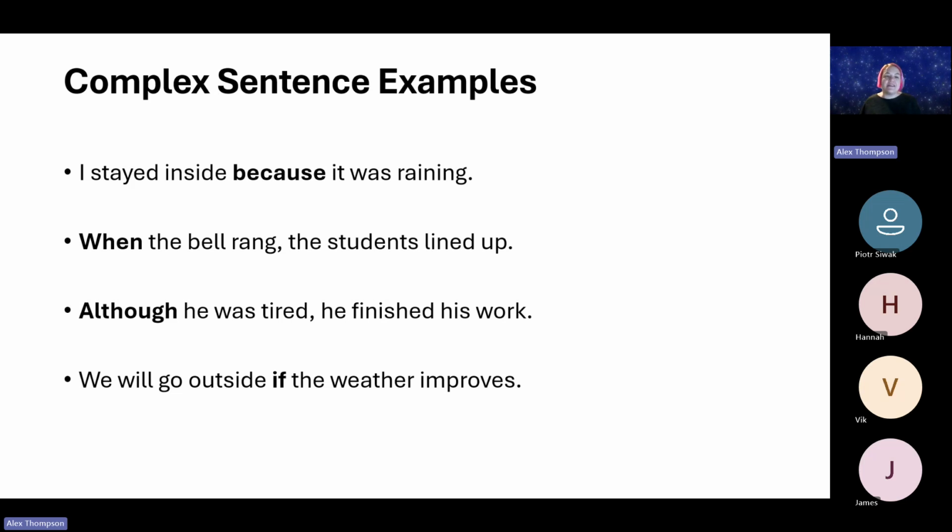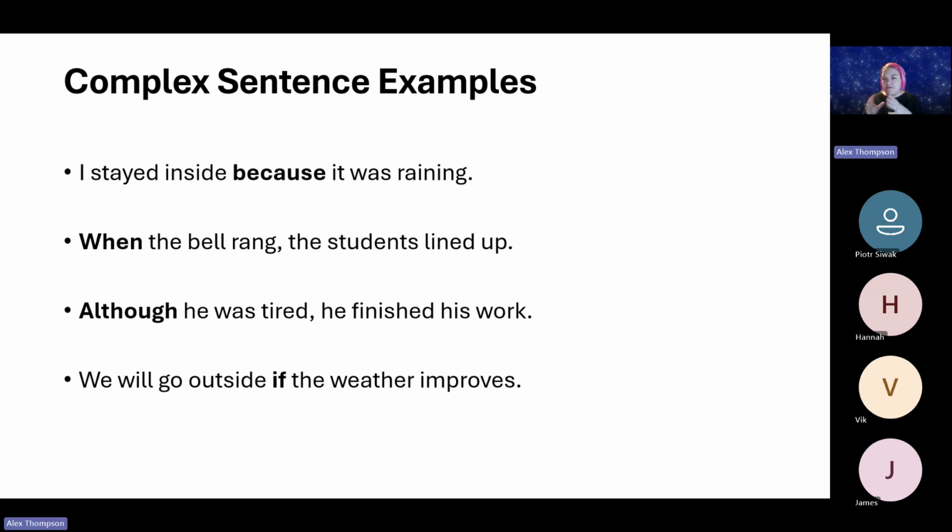So if we look at this third example, although he was tired, on its own, that's not grammatical, it does not make sense. It is dependent on this. He finished his work. We say he finished his work as a sentence, grammatically perfect. It is a lovely, simple sentence. We have he, the subject, and finished his work is the predicate, the bit that follows it.